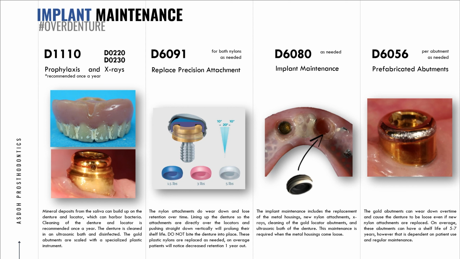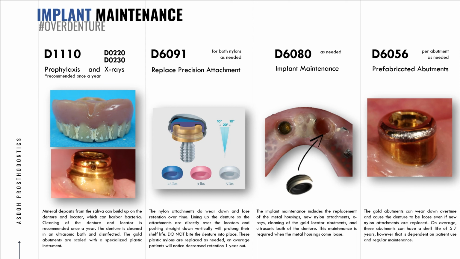One of the things you also want to tell the patient, other than the prophy and x-ray visit, are these other codes that may be required as things tend to wear. So one of the routine maintenance procedures that may need to be done is the replacement of the nylon housings. So that's charged out as needed, but about once a year is recommended. So that code is D6091.